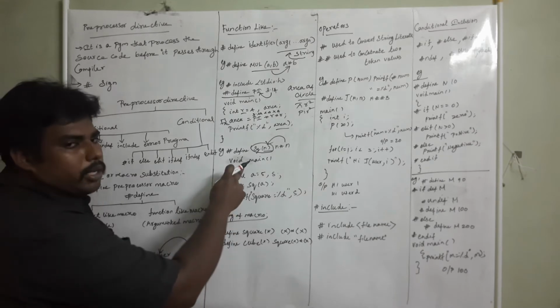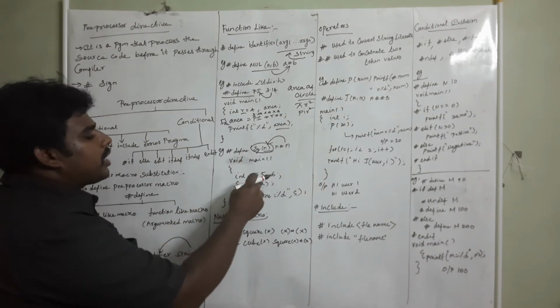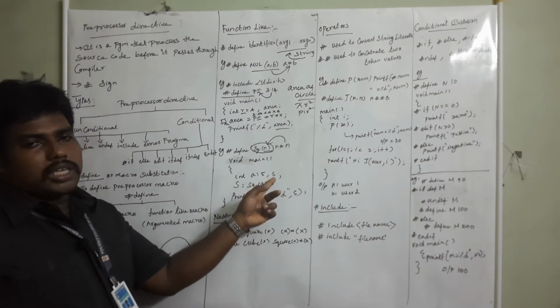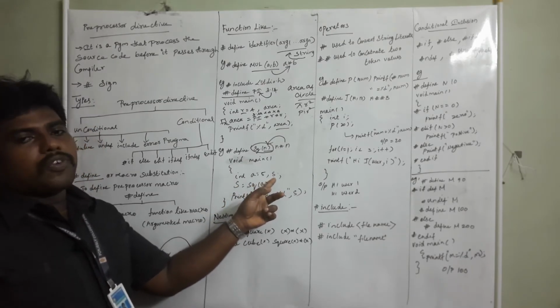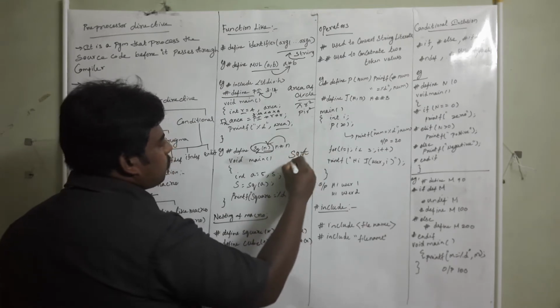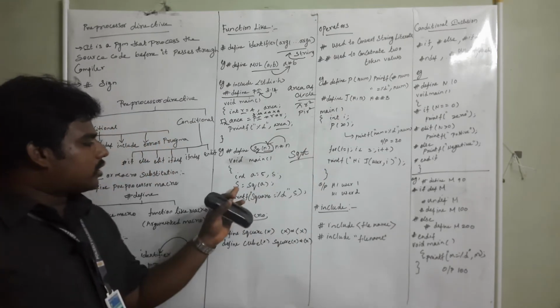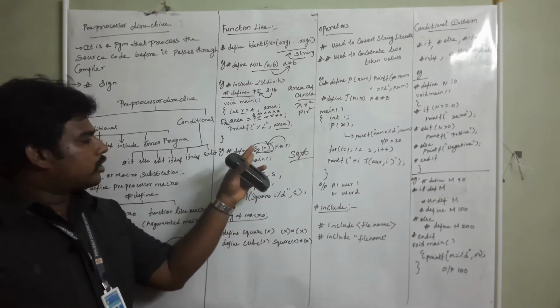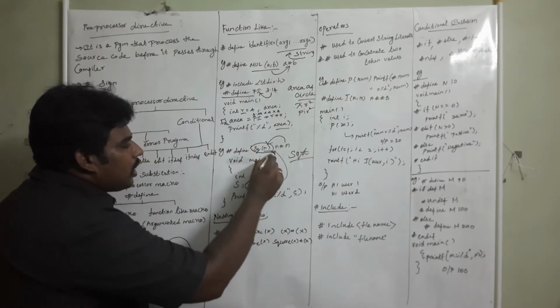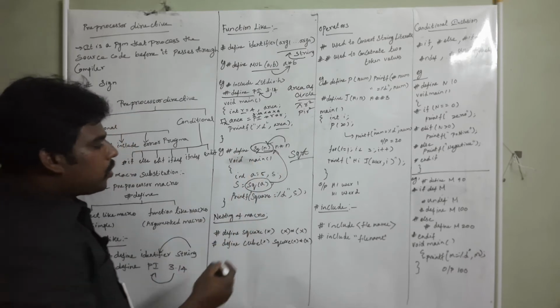So void main starting position. Here also I am declaring two variables. One is a, another one is s. So I am going to find the square root. This is the program to find square root. So s equal to sq of a. What will happen? Sq of the c, it is a preprocessor derivative.